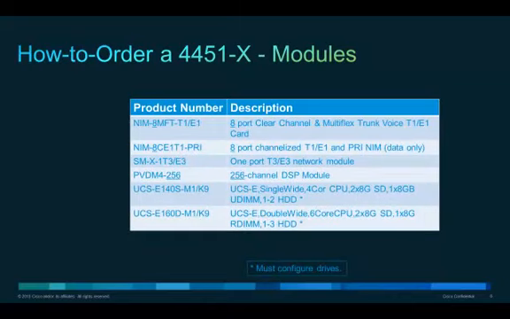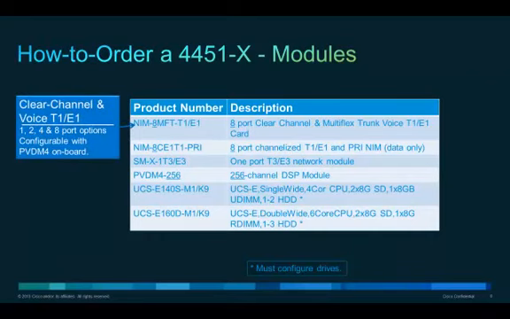And then in terms of modules, this is just a look at some of the initial modules that we have available at FCS. Really, anything that you see an underscore in here is going to be a wildcard. That means there are lots of different options for this module, with different options in terms of the number of ports, the number of DSP channels, that sort of thing.